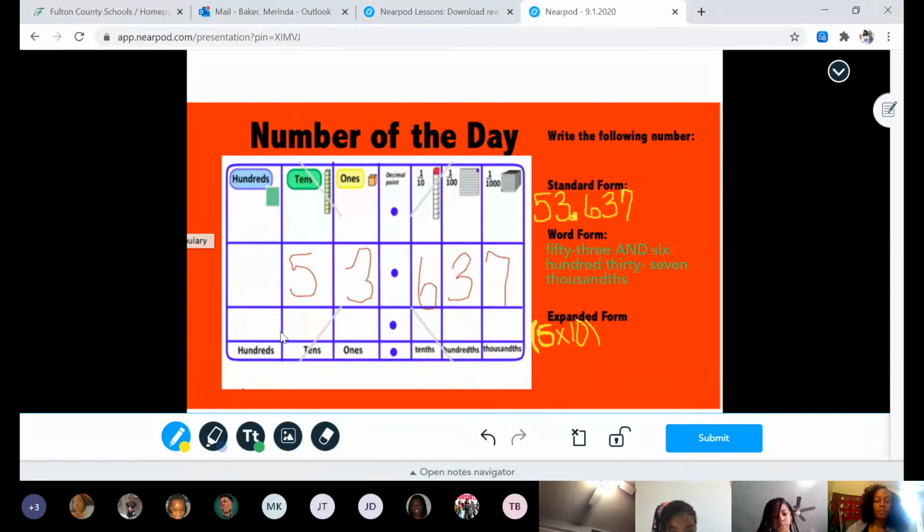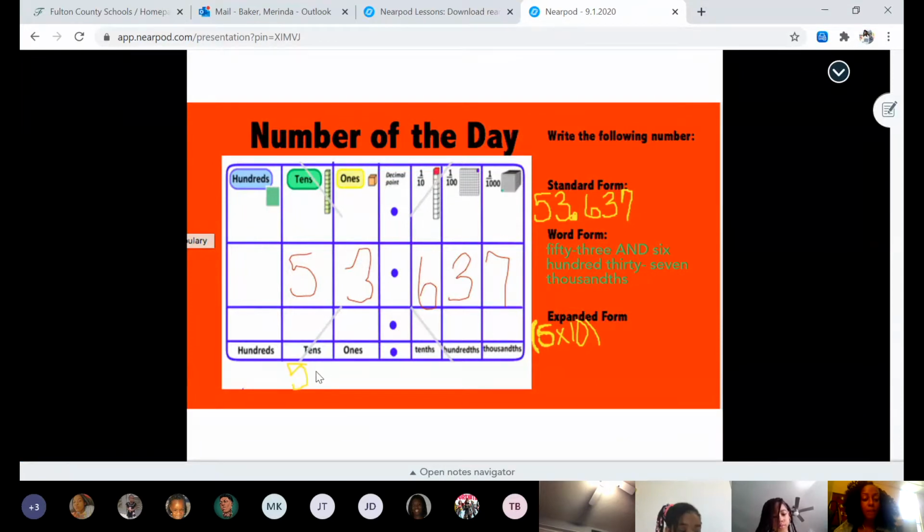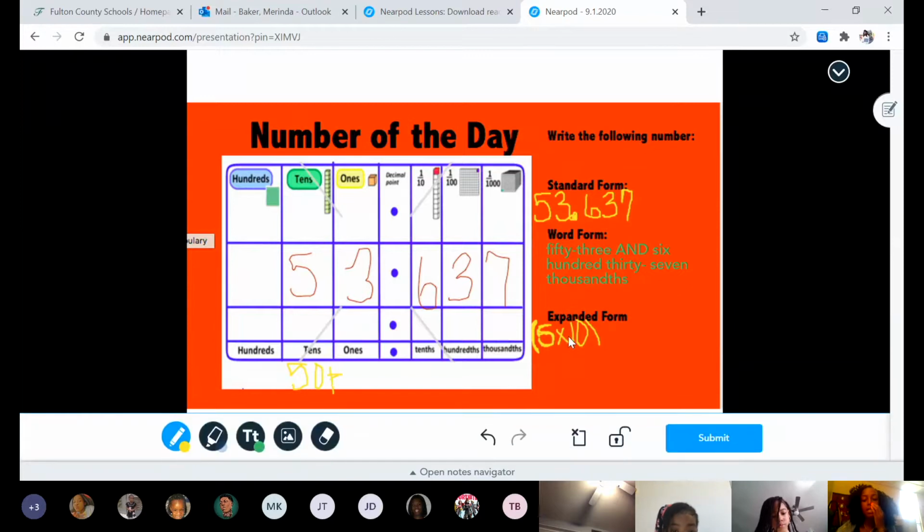All right. So guys, remember you have to look at what digits you have. So we have a 5, and our 5 is in the tens place. So we know that's worth 50. And now remember, in 4th grade, we would have written it as 50, but we want to write it as a multiplication equation now. So we have to write it as 5 times 10.